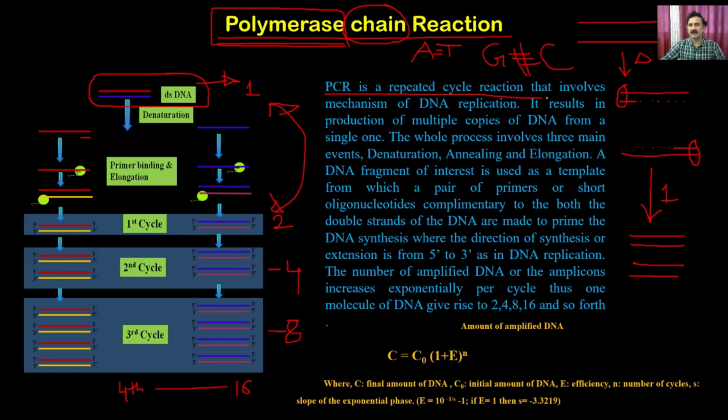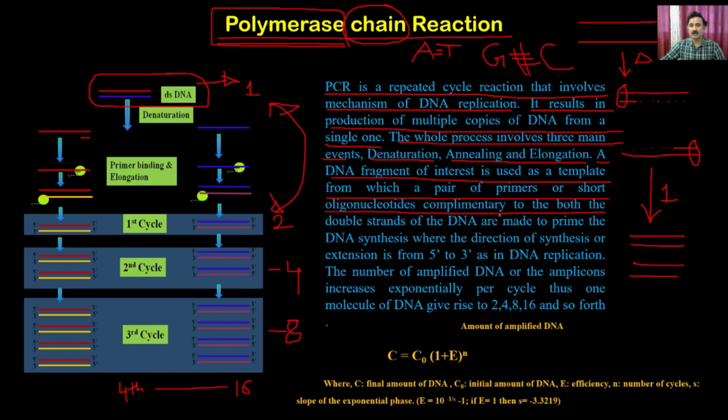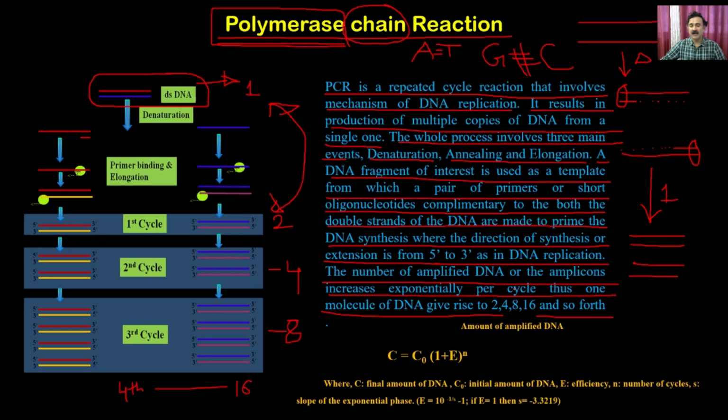So PCR is a repeated cyclic reaction that involves the mechanism of DNA replication. It results in the production of multiple copies of DNA from a single one. The whole process involves three main events: denaturation, annealing and elongation. A DNA fragment of your interest is used as a template, from which a pair of primers, or short oligonucleotides complementary to both strands of DNA, are made to prime the DNA synthesis, whereas the direction of synthesis or extension is from 5 prime to 3 prime as in DNA replication. The number of amplified DNA, or the amplicon, increases exponentially per cycle. This means one molecule of DNA will give rise to 2, 4, 8, 16 and so forth as many cycles as you go.